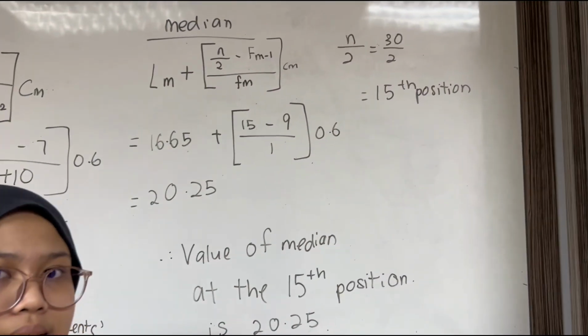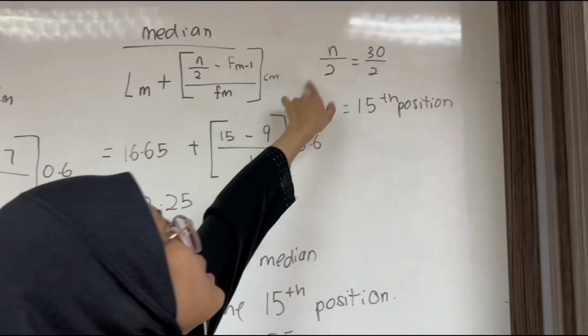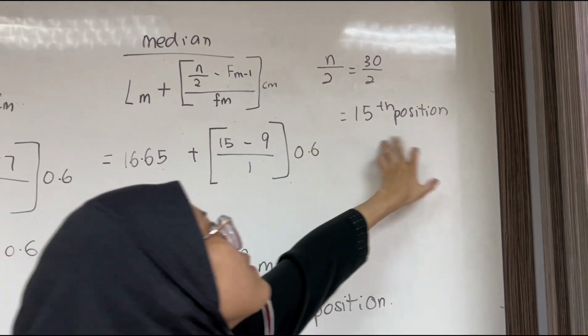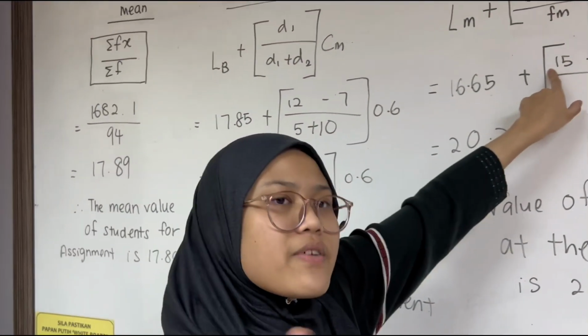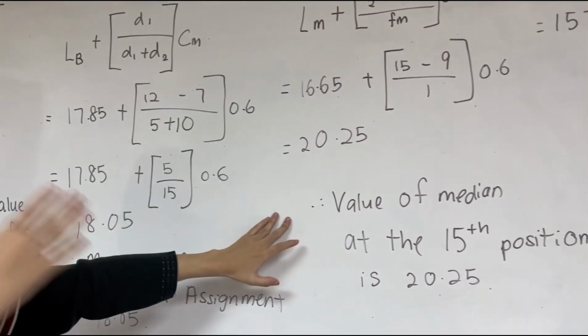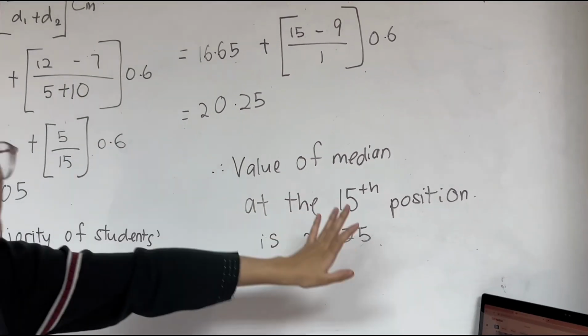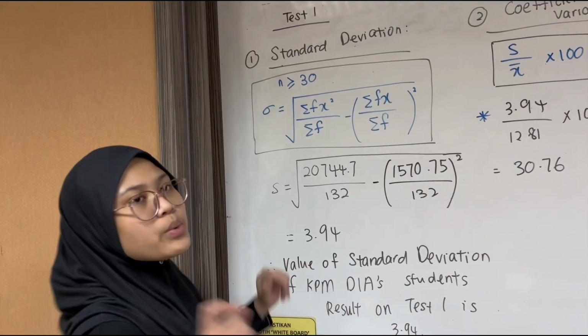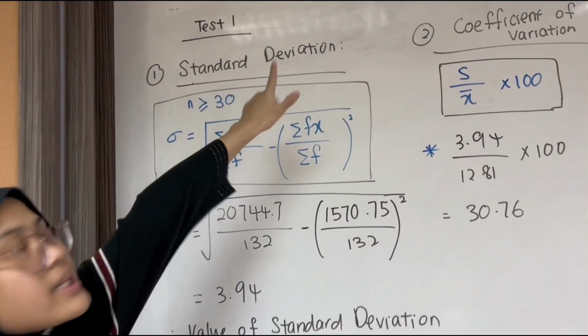30 students are selected, so the formula is n divided by 2. So 30 divided by 2, and we get the 15th position. That's how you get 15. Okay? So the value of the median at the 15th position is 20.25. Okay, so now we will calculate the test 1 standard deviation.